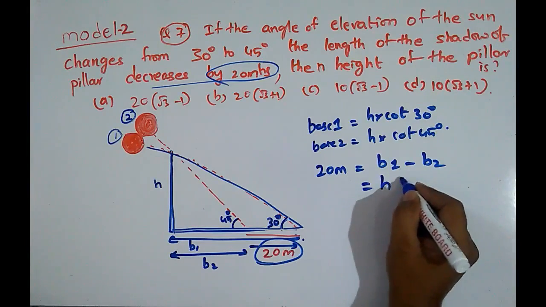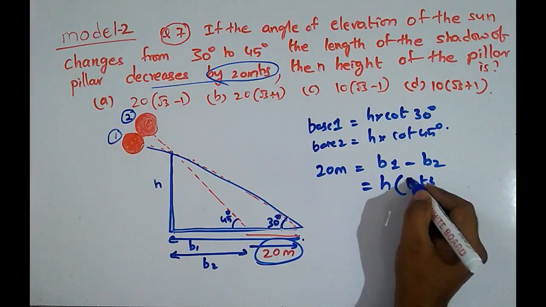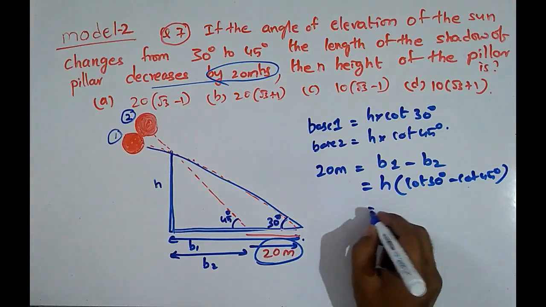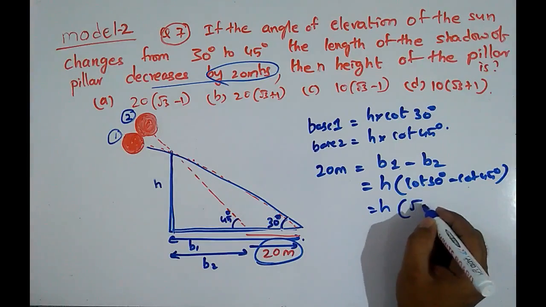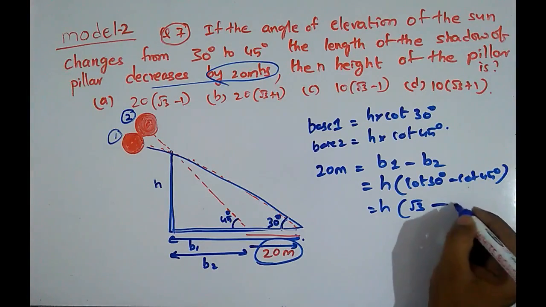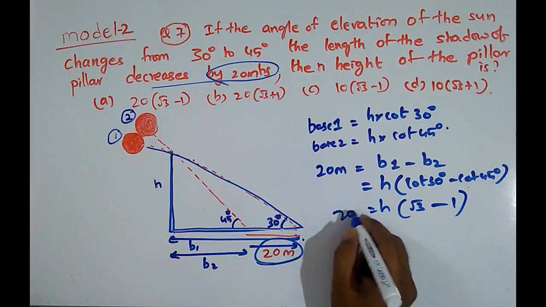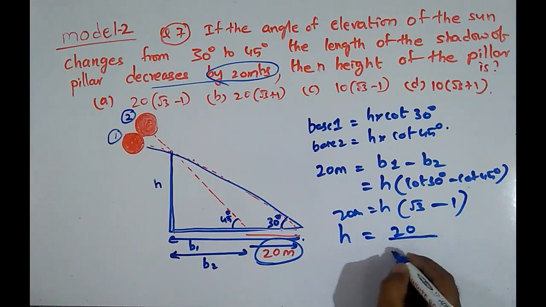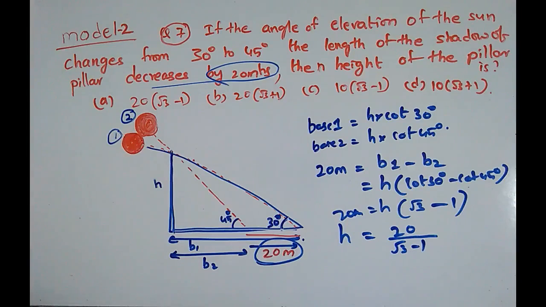So from this we will get h into cot 30 degrees minus cot 45 degrees, friends. So what is cot 30 degrees? You all know that that is root 3, and cot 45 is 1, friends. So the height of the pillar is nothing but 20 divided by root 3 minus 1.